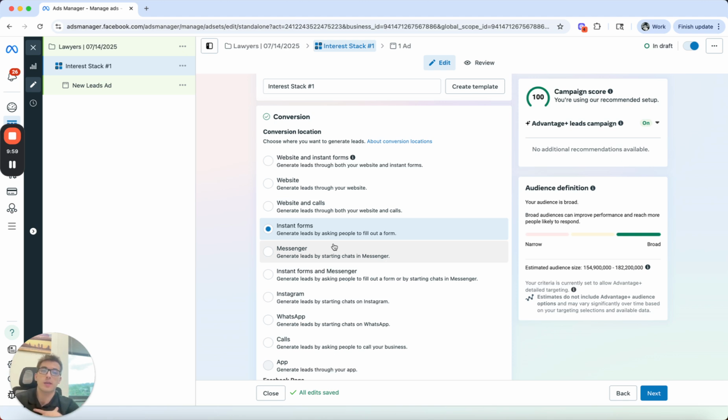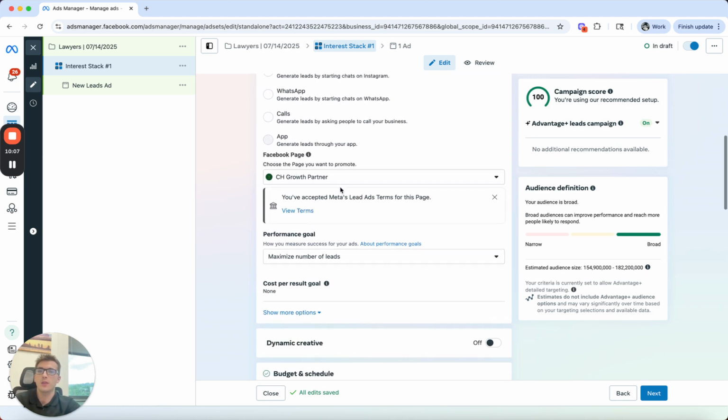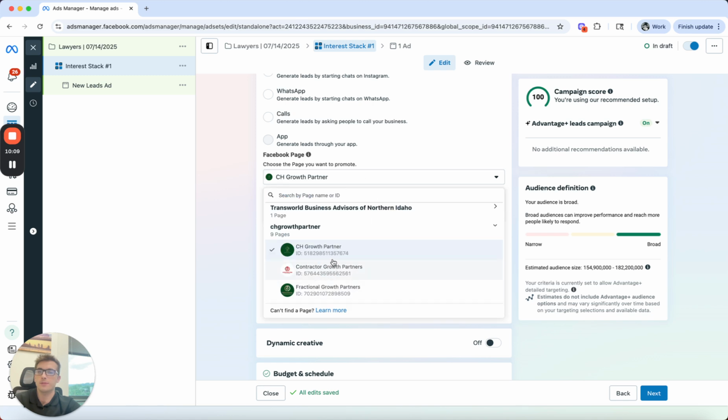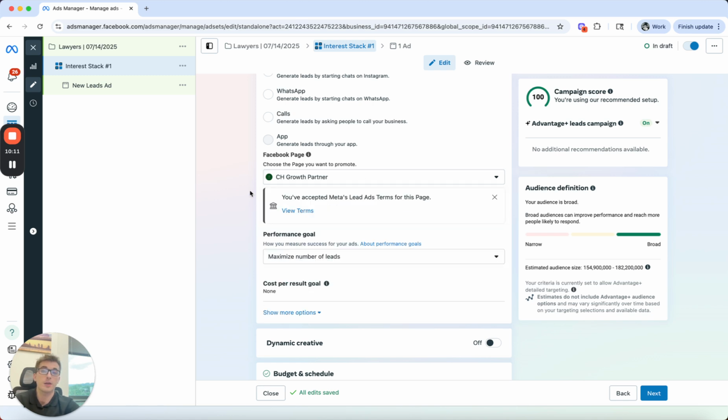We really have only ever done instant forms and website, but you can do Messenger because that can be a good tactic depending on what you're selling. For the Facebook page, just choose whatever page, whatever your company is.